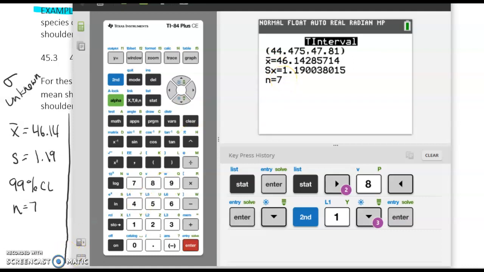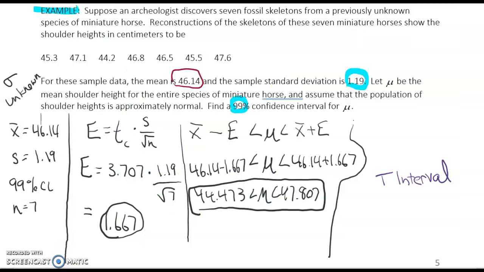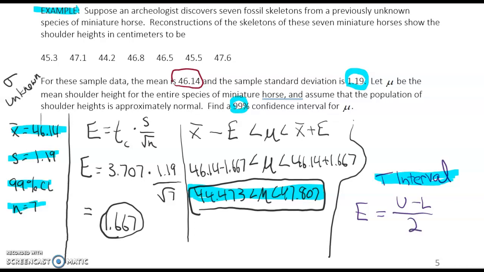Now, what do you show for work if you did this problem using your calculator? Well, you'll write on your paper t-interval. You should list the important information that I'm highlighting right here, and you should list your final answer. Now, if you have a t-interval problem and you also have to find the error, but you used your calculator, remember, we can always use the idea of the error can be found by taking the upper limit minus the lower limit of your confidence interval and dividing by 2.